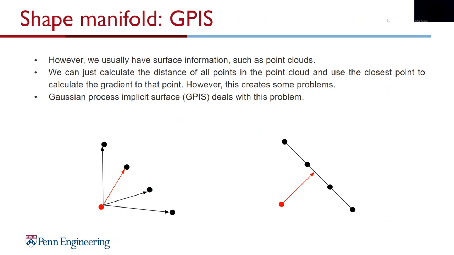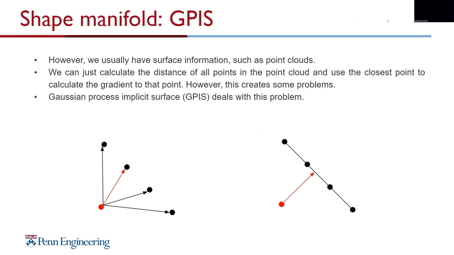Okay, so then our question is, we get that this is something nice, but how are we going to get it? How do we get this nice signed distance function? Usually what we have is point clouds or depth camera images, which just give you points on the surface, not a signed distance function.